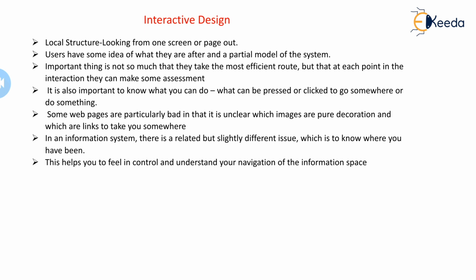Then you have the local structure. So what is the local structure? It is like looking from one screen or page out. It means the user can have some idea of what they are doing and what they want to achieve, or a partial model of the system. But if the users had perfect knowledge of what they wanted and how the system works, they could simply take the shortest path to what they want, pressing all the right buttons and links.